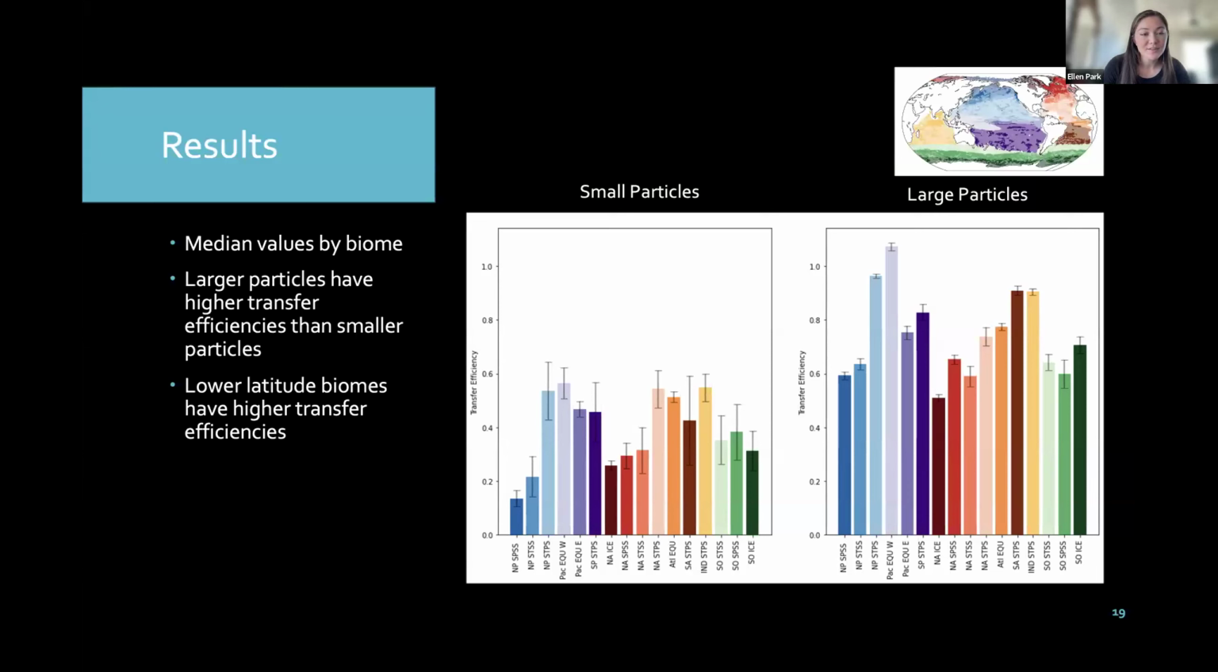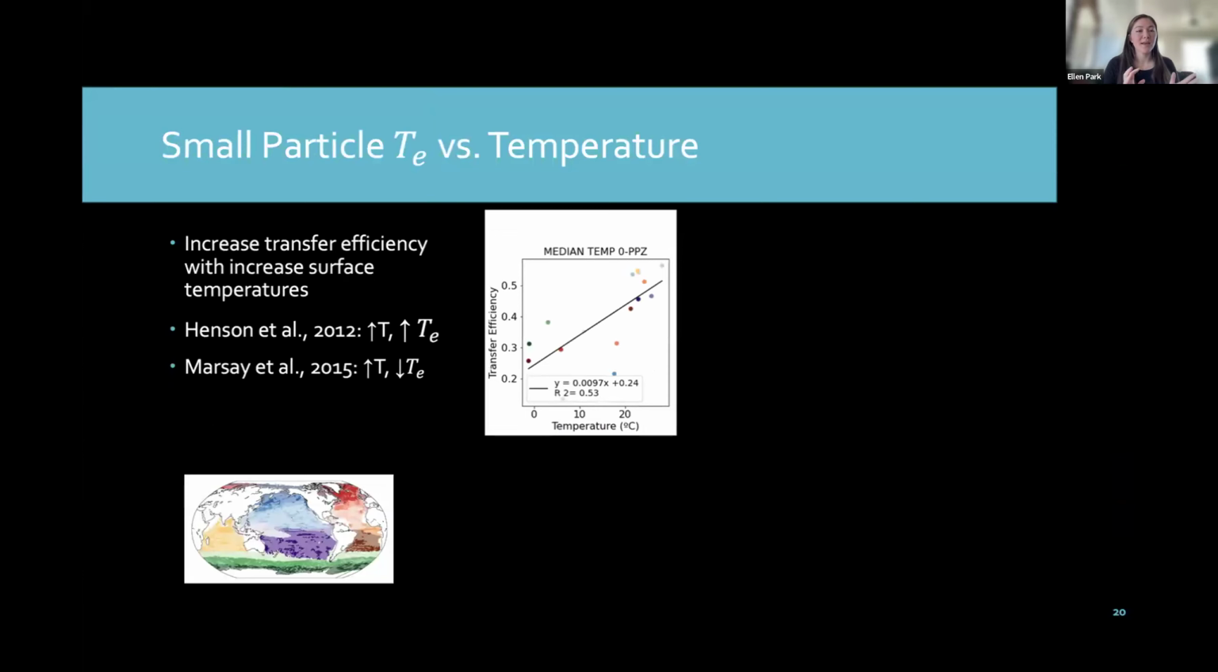We're also seeing this trend where at lower latitudes, or the lighter shades, we're having higher transfer efficiencies than the higher latitudes. And so when we have these latitudinal trends, we can think about how does the transfer efficiency vary with temperature. And so here we're looking at the surface temperature, which we're defining as between 0 and the primary production zone depth in each biome.